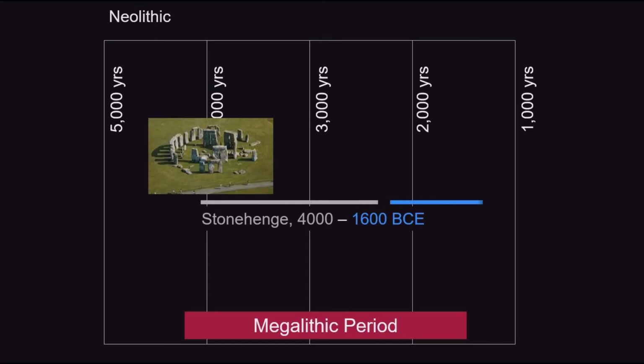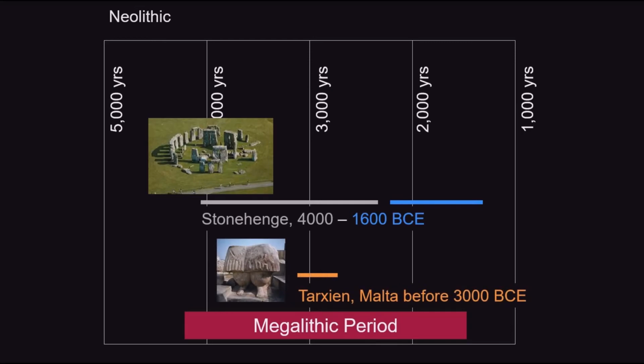Stonehenge has several phases of building and started at 4,000 but isn't finished until around 1600. It's hard to believe that that's a nearly 2,500-year-old structure over its history. And then we have Tarxien. Tarxien is a tiny little site. It's a temple on Malta. Malta is an island in the middle of the Mediterranean Sea.